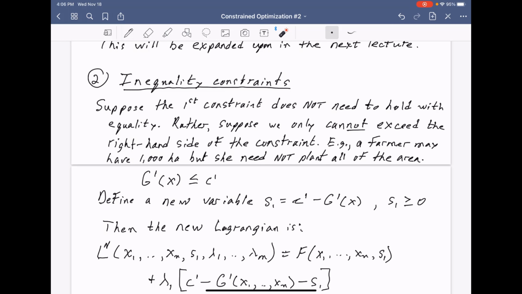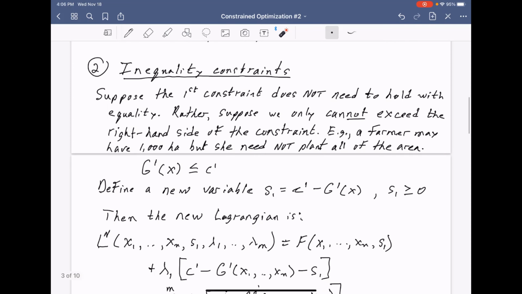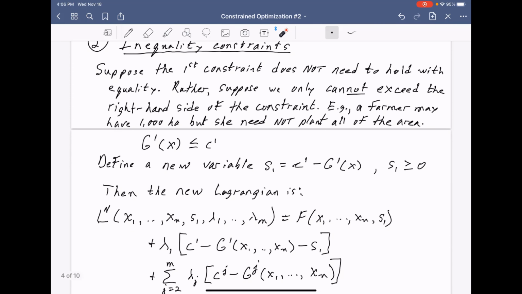they're short of labor, or they're short of something else, or maybe some of that land is just not worth bringing into production, and they end up maybe producing crops only on 800 or 900 hectares rather than the full amount. So we have some slack, some free land, if you like. And we can write that requirement as: the first constraint, G1 of x, is less than or equal to the right-hand side of that constraint.